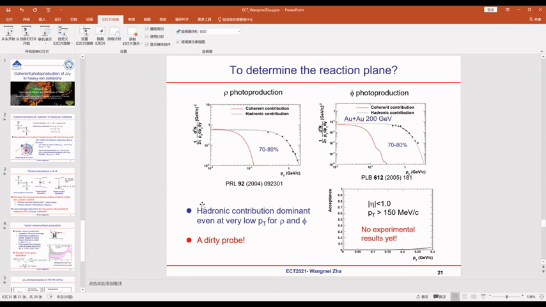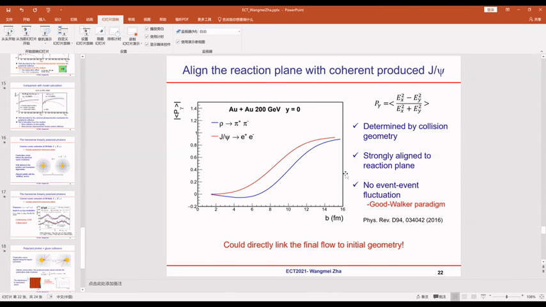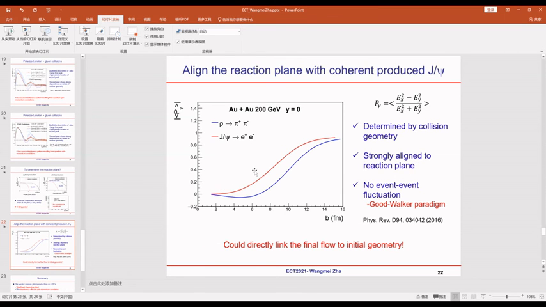But for J/psi we didn't have this, and for phi there's no experimental measurement yet, because if you look at the acceptance as a function of pT, you can find that you have a negative contribution due to the acceptance. But this is not a problem for J/psi. For J/psi, as I showed, both at RHIC and ALICE we have a huge enhancement, which means that the hadronic contribution should be really negligible. So it can help us to determine the reaction plane with the J/psi.